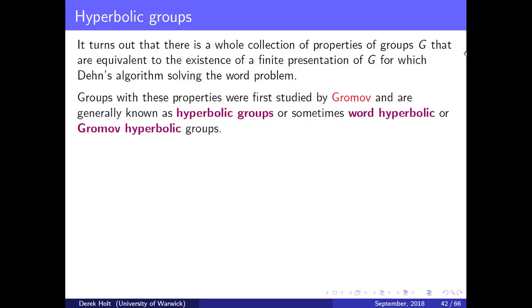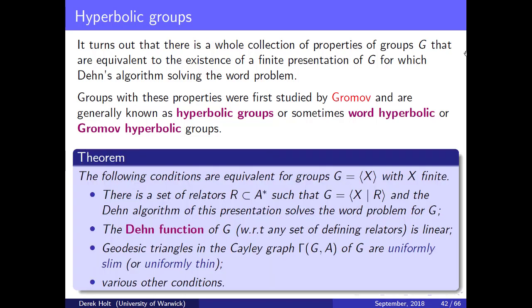It was introduced by Gromov, and these days they're usually just referred to as hyperbolic groups. Alternative names are word hyperbolic or Gromov hyperbolic. I think some of Gromov's original work didn't insist that they were finitely generated, so I'm just talking about finitely generated in case there's any confusion. There are lots of equivalent conditions, and that is what really makes it clear this is a very fundamental property.